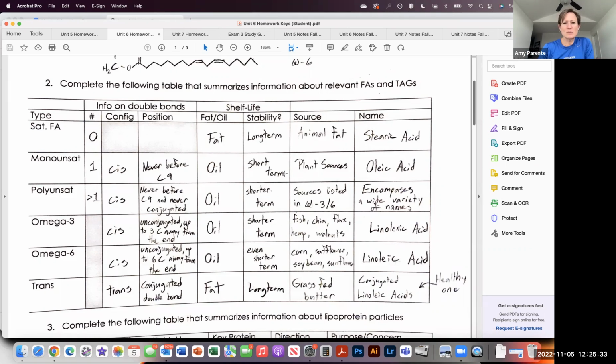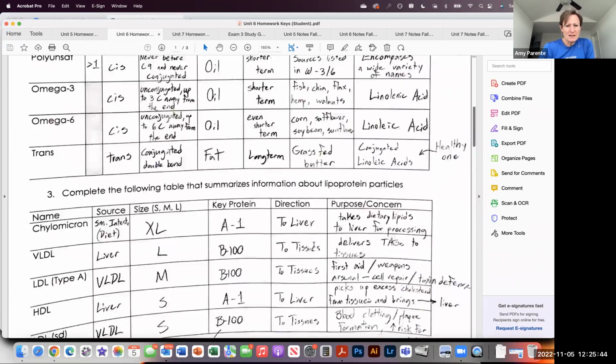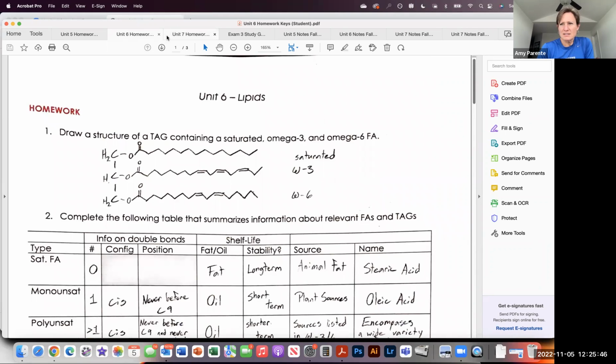I would like you to know some of these, like where they come from. Like, where do you get your omega-3 stuff? You can get it from a bottle, but you can also get it from food sources. We talked about that, and that was it for those guys.